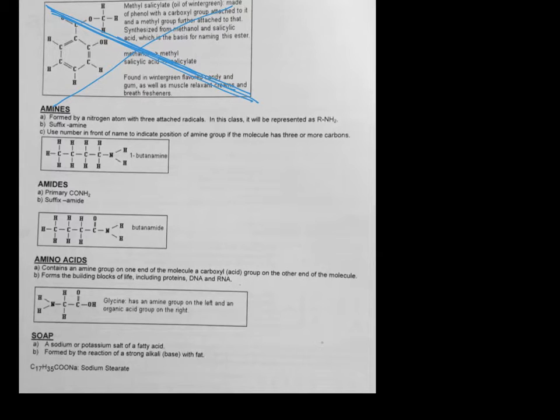Let's move on to amines. Amines are formed by a nitrogen atom with 3 attached radicals. Now, normally it's the nitrogen attached to a carbon with 2 hydrogens. This functional group can travel on the chain, so you will need a number to indicate the position of where it's located on the molecule.